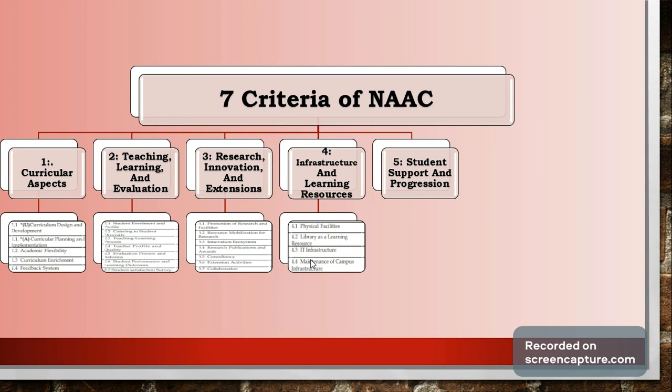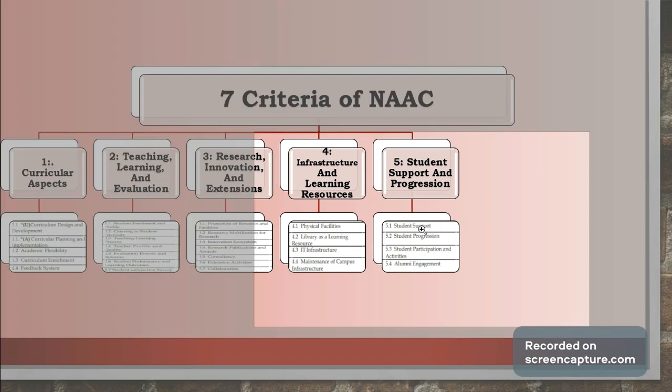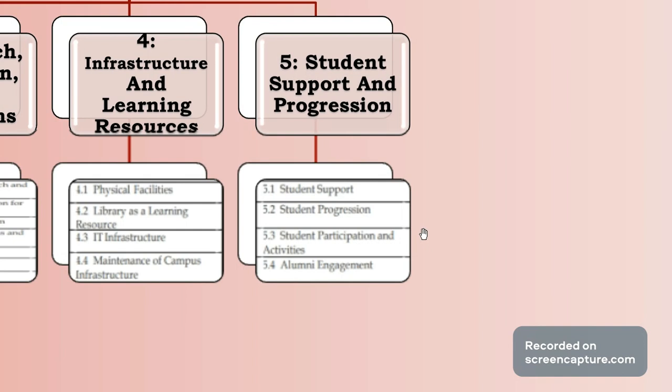So talking about the key indicators under this, the key indicators are defined accordingly. 5.1 relates to student support, 5.2 student progression, 5.3 student participation and activities, and 5.4 alumni engagement. So to comply with this criteria, the institution needs to focus on these key indicators, and accordingly this criteria will serve as a guidance.